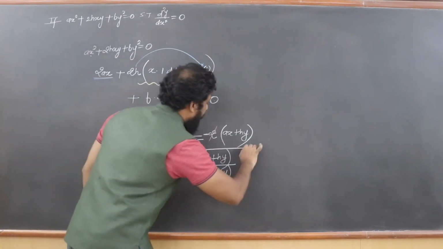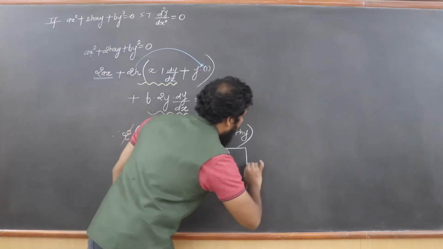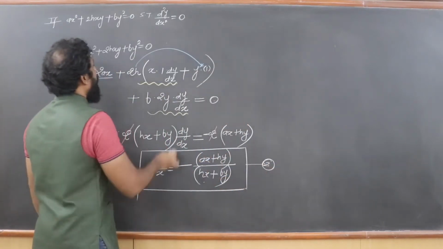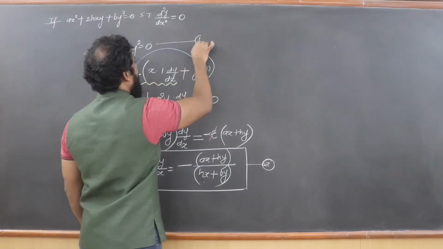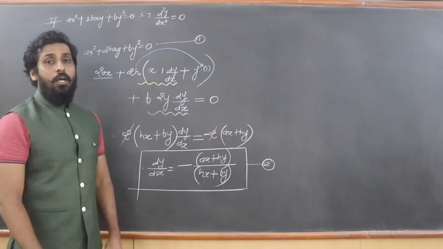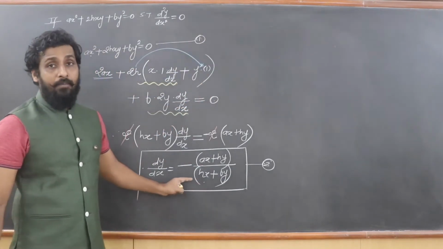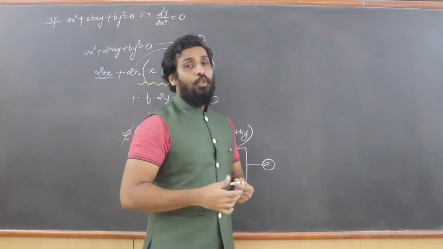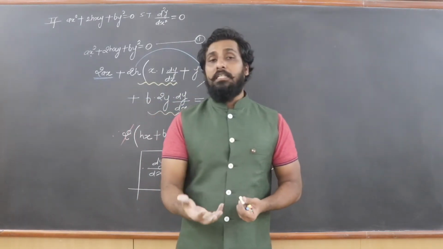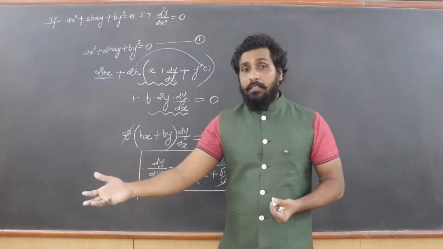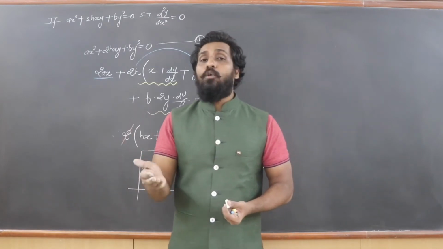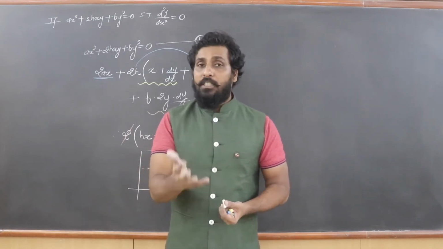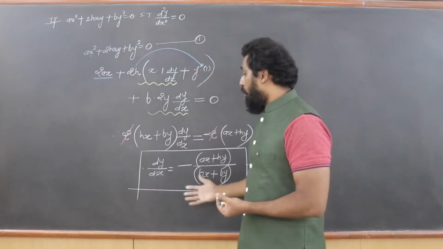So students, I've got dy by dx. I'm going to call this equation number 2, because ax square plus 2hxy plus by square was my equation 1. So far I've got dy by dx. My prime concern was to get d2y by dx square, or you can say the second order derivative. To get the second order derivative, I first have to get the first order derivative, which is dy by dx, isn't it?